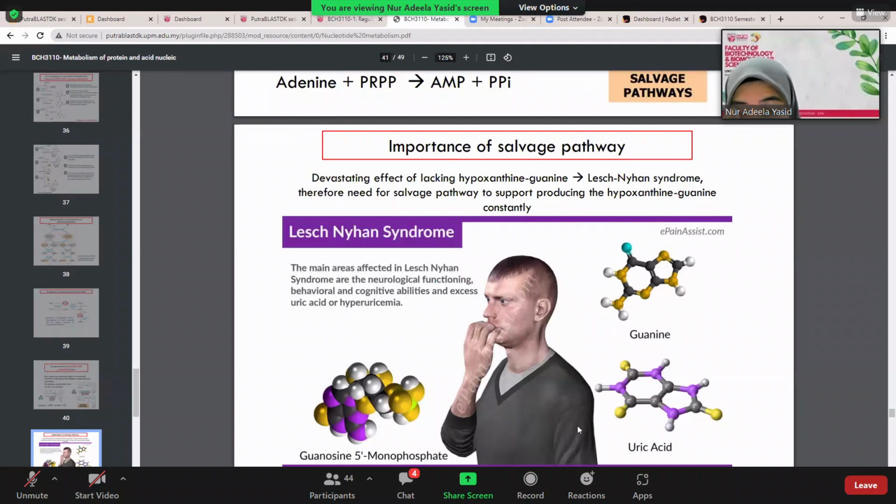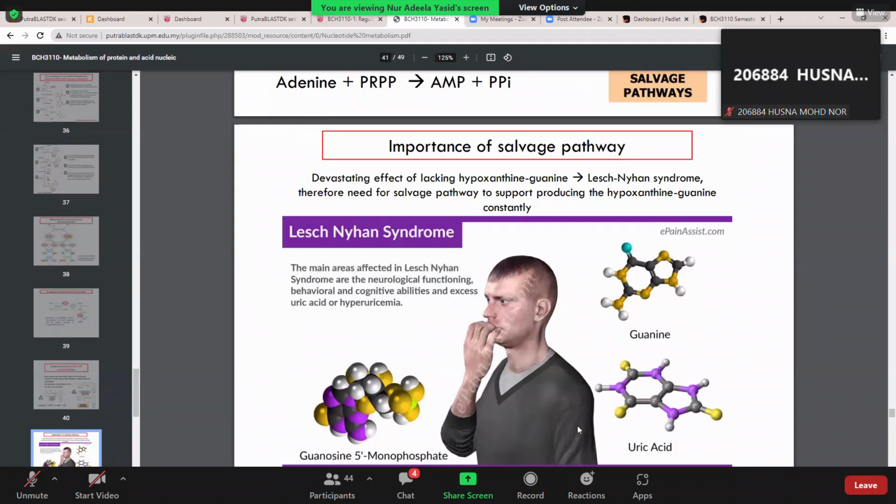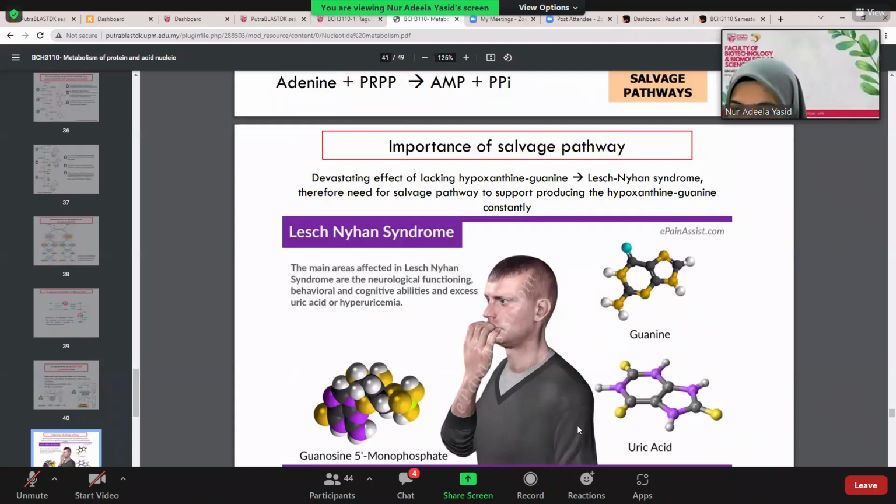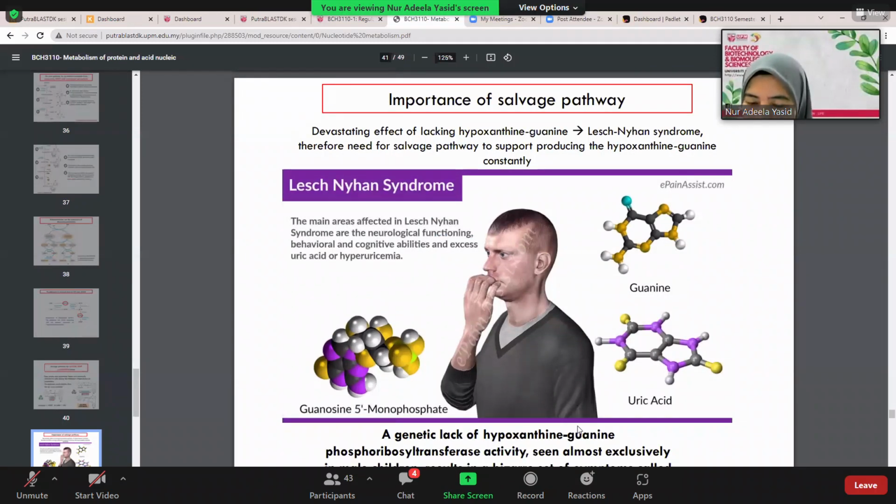So let's look at the syndrome. Okay, Lesch-Nyhan syndrome. It is a sex-linked congenital defect, and it affects mostly male. It results in a very excessive uric acid production, and neurological abnormalities.